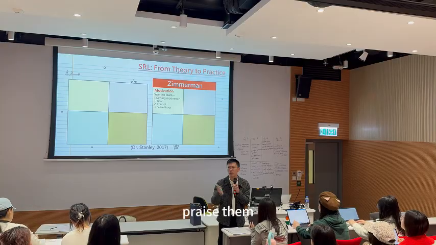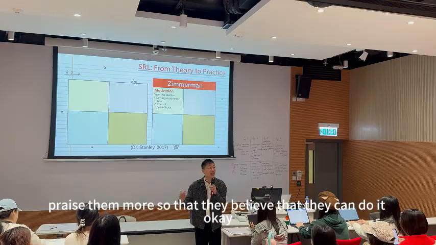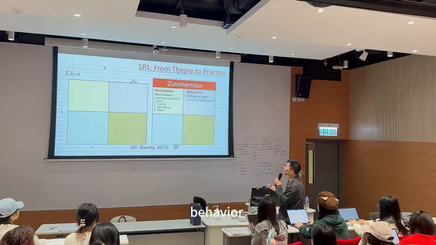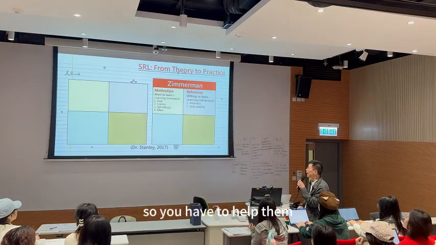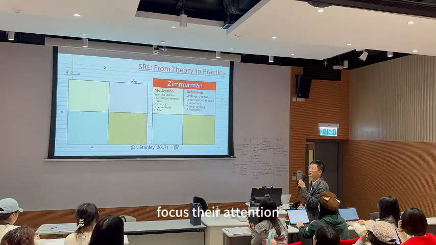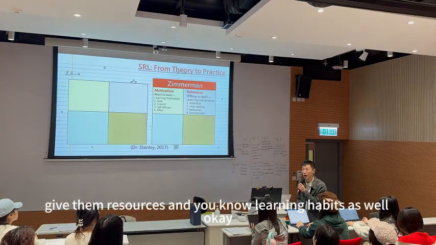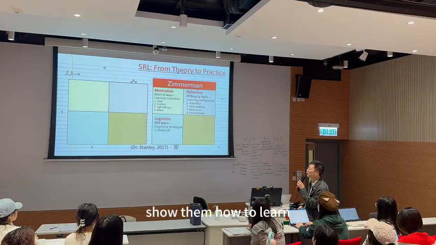How can you do it? Praise them. Praise them more so that they believe that they can do it. Okay? Behavior. So, you have to help them focus their attention, give them help, give them resources, and learning habits as well. Okay? Cognition. Show them how to learn.